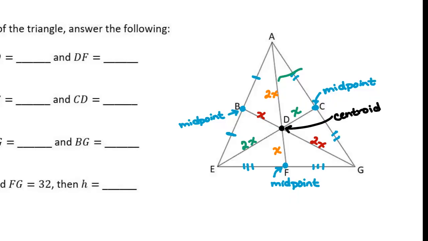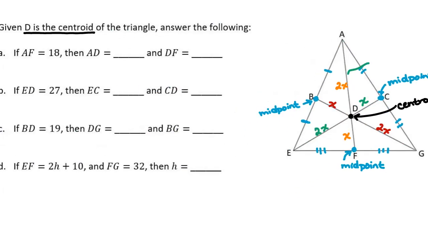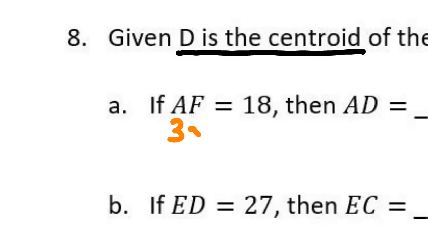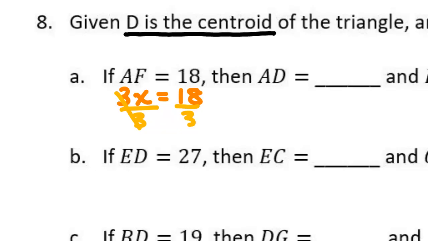All right, let's go through these 4 questions over here. It says if AF is 18, then AD equals and DF equals. All right, so if we're looking at AF, that would be this right here. Is that X, 2X, or 3X? 3X, because it's the whole median. So I would have 3X equals 18. And then we divide both sides by 3, so that means X is what? X is 6, yes. X is 6.